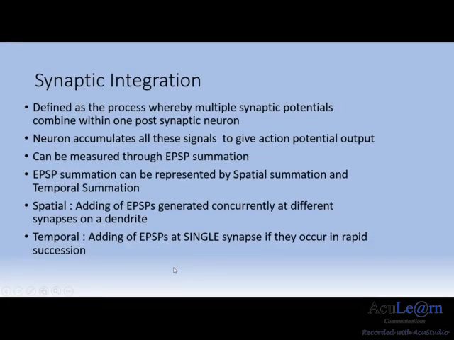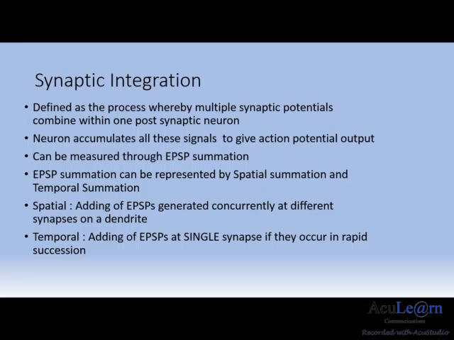Synaptic integration is a phenomenon in which multiple synaptic potentials congregate within a postsynaptic neuron. The neuron integrates these signals together to give action potential output. A method of measuring synaptic integration is through EPSP summation. EPSP summation has mainly two types of summation: spatial and temporal.